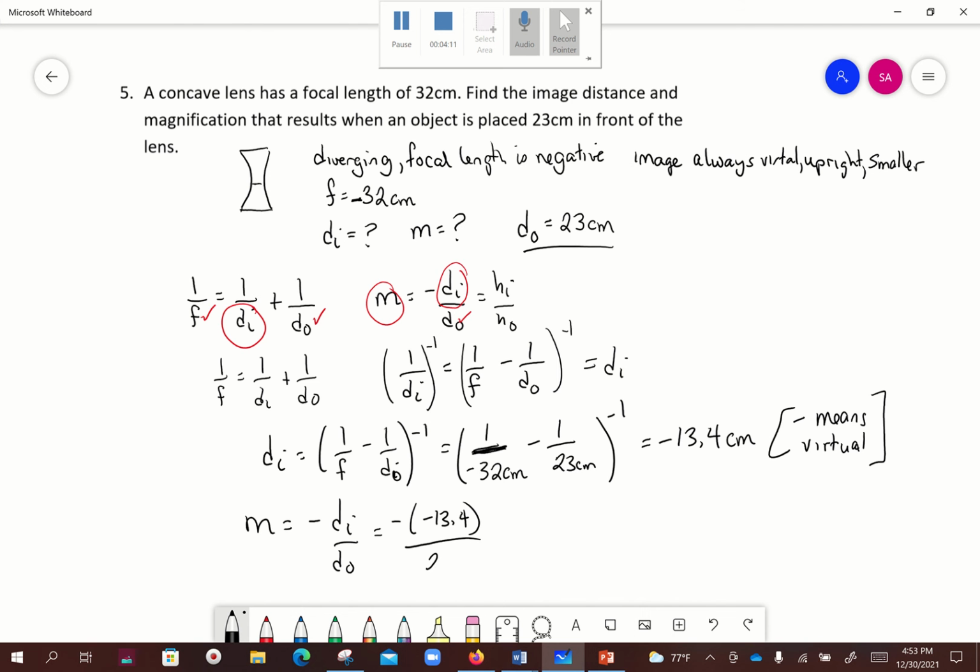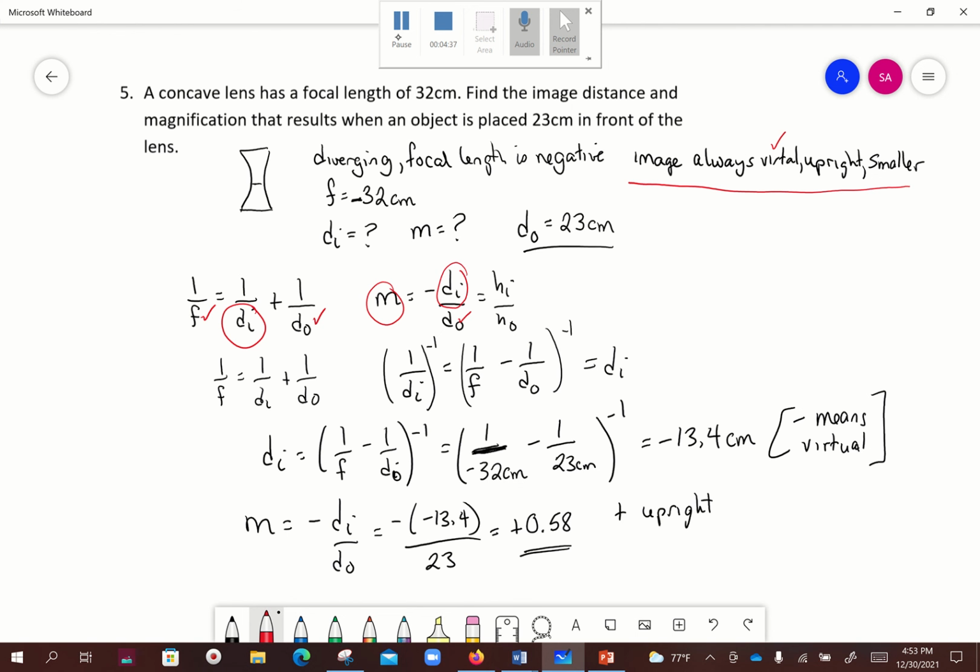DO was 23. So I get plus 0.58. So the plus means it's upright. And the magnification is less than 1, and so that means that the image is going to be smaller than the object. And again, remember what we said up at the top: for a diverging lens, the image is always virtual, upright, and smaller. And our numbers correspond with that.